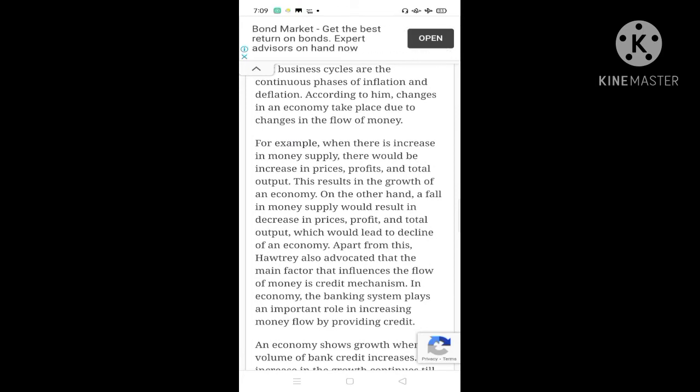Apart from this, Hawtrey also advocated that the main factor that influences the flow of money is the credit mechanism. So, according to Hawtrey, it is the monetary system and the credit system which will influence the business cycle of an economy. In an economy, the banking system plays an important role in increasing the money flow by providing credit. The money supply in the economy can be increased by banks. Okay, how? By providing loans.